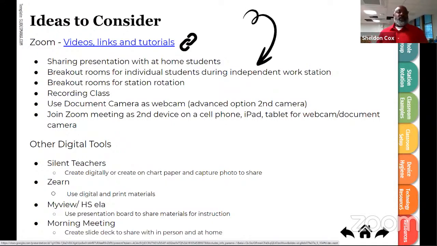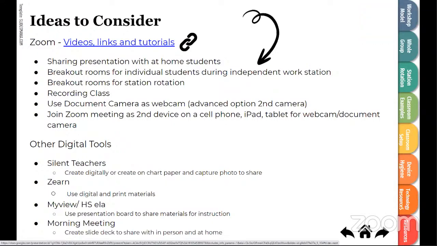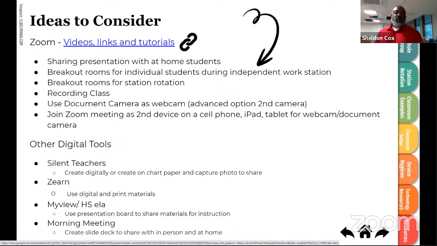Some ideas to consider are the Zoom video links and tutorial. We have the links for the Zoom, the shared presentation with the home students. So if you are presenting, you want to share that presentation with your home students. Breakout rooms, individual students who are working together or working independently on a different station. Recording the class, and I like that a lot because you can record the session so your students can view it later in case they miss something or they need something else.